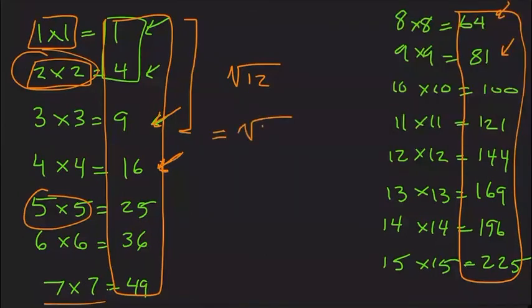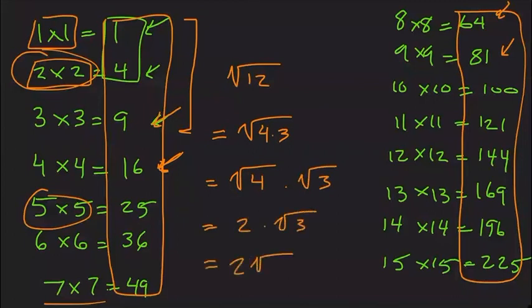12 is 4 times 3. We can split that apart. Square root of 4 times square root of 3. Square root of 4 is 2. We can squish these together to become 2 rad 3.